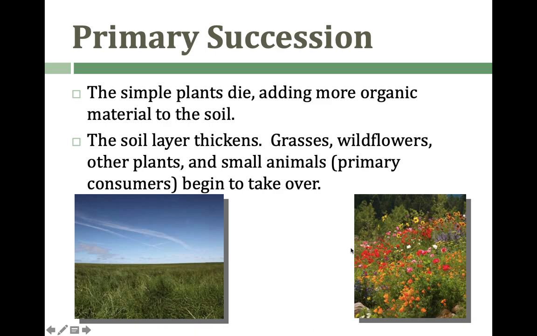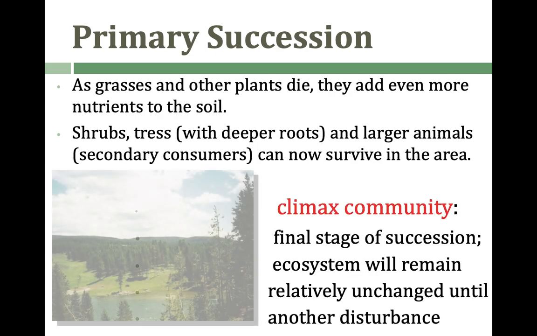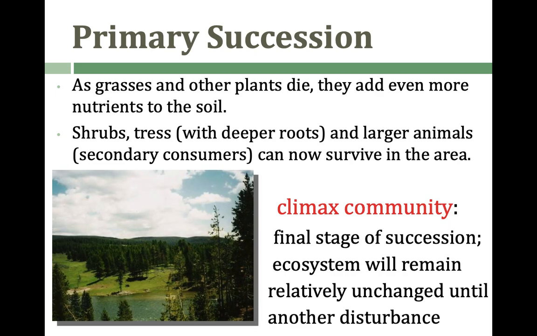At this point, we're going to have some flowering plants, and we're going to start to have primary consumers, aka herbivores, that are going to come in. As the grasses and the other plants die, we're going to add even more nutrients to the soil. And as the soil deepens, organisms like shrubs and trees that have deeper roots are going to be able to take hold. And with them comes more habitats, and larger animals like secondary consumers are now going to be able to survive.